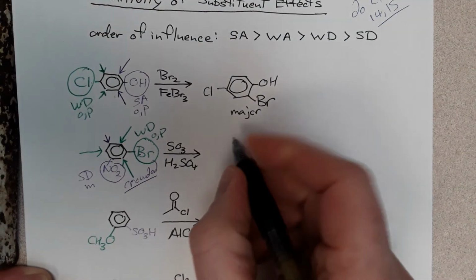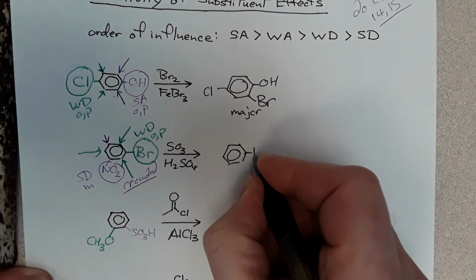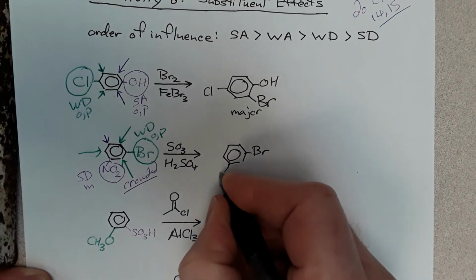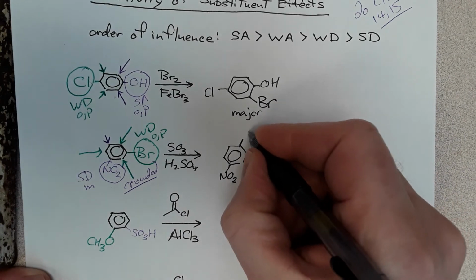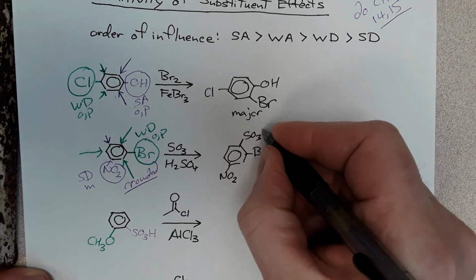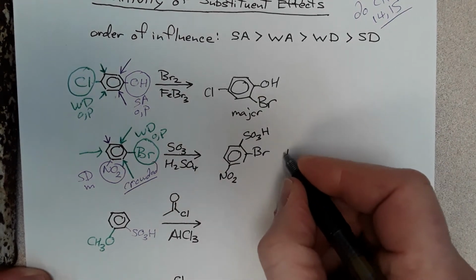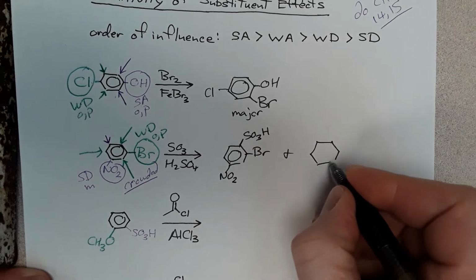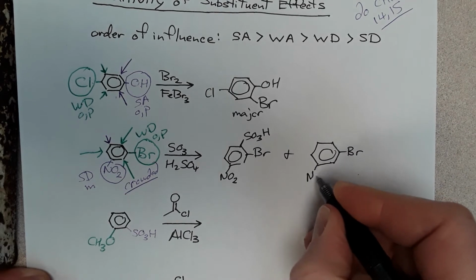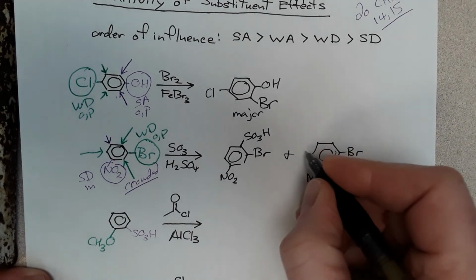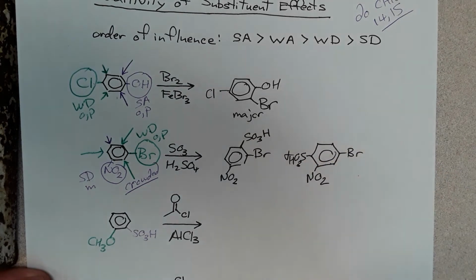So let's draw then the two main products that are going to form from this reaction. Bromine here, nitro group here, and then the sulfonic acid will add in one of these upper positions, and that's one of them. And then the other major product will be adding to the other uncrowded position, which is right here. Okay?